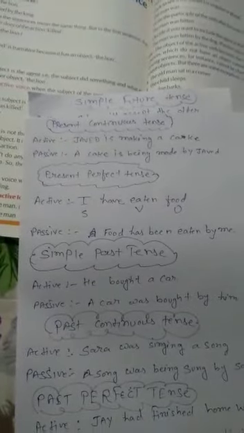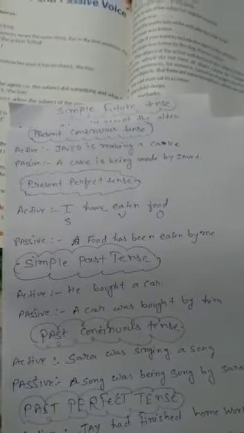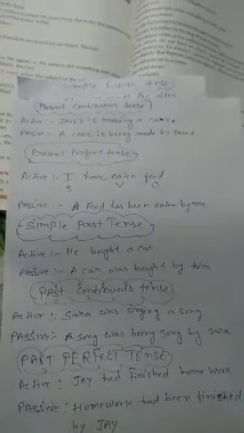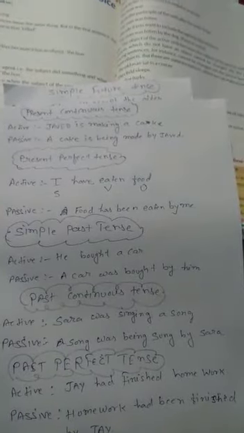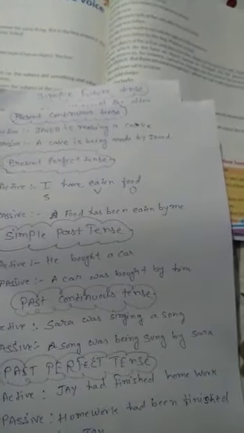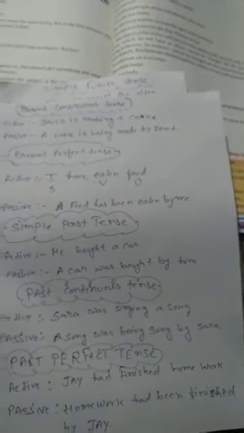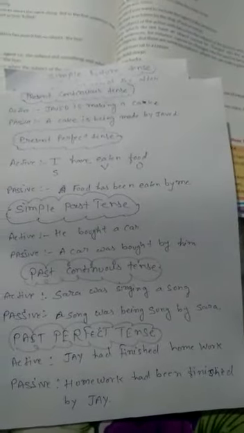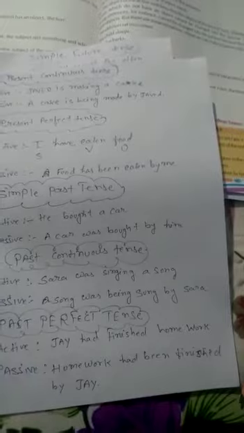Present perfect tense. Active voice: I have eaten food. Passive: Food has been eaten by me. Simple past tense. Active voice: He bought a car. Passive: A car was bought by him. Past continuous tense. Active: Sarah was singing a song. Passive voice: A song was being sung by Sarah.